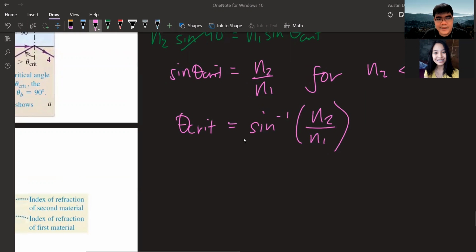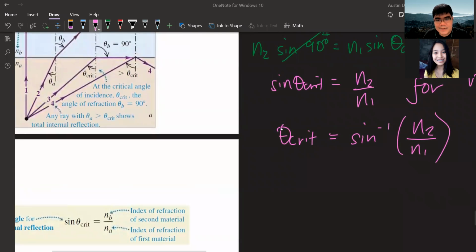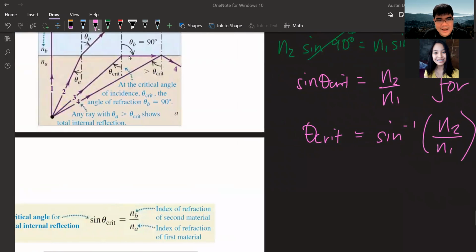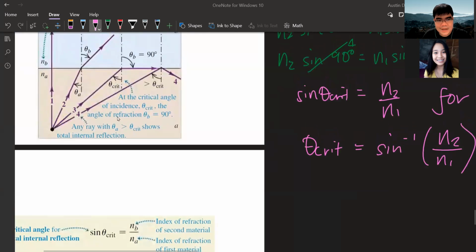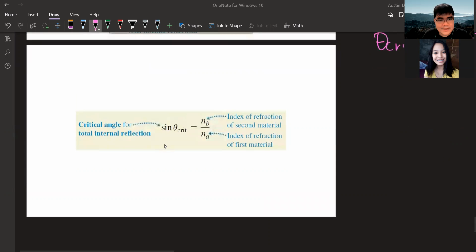Okay. So, kapag umabot ka sa angle na to, mangyayari is that yung refracted ray mo is actually parallel to the interface. Okay? Tapos kapag if you go beyond this, magkakaroon ka na tinatawag nating total internal reflection. Okay? Okay. So, ayun.